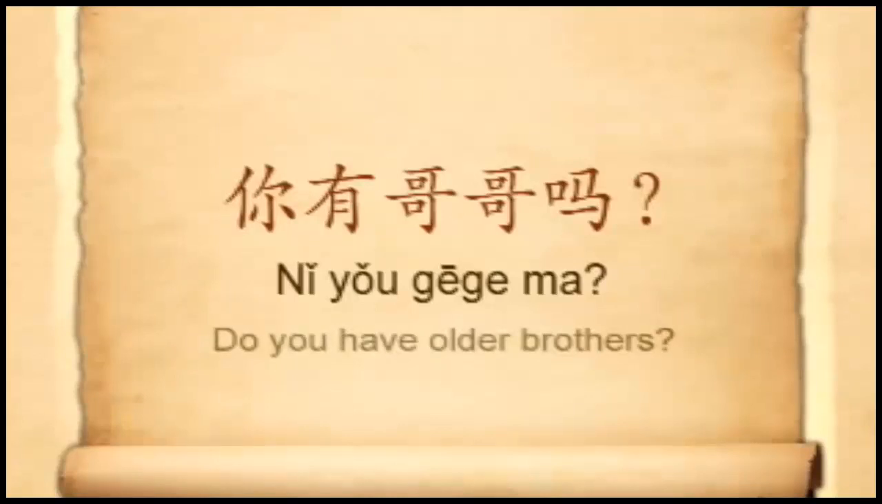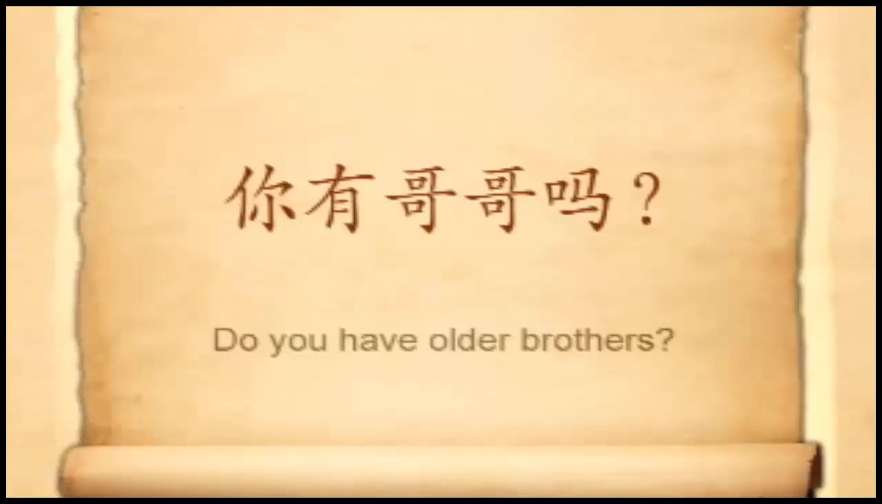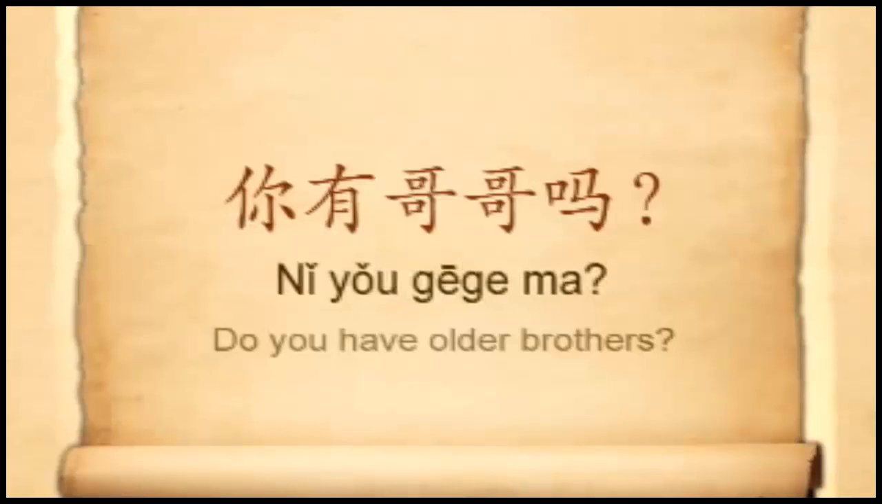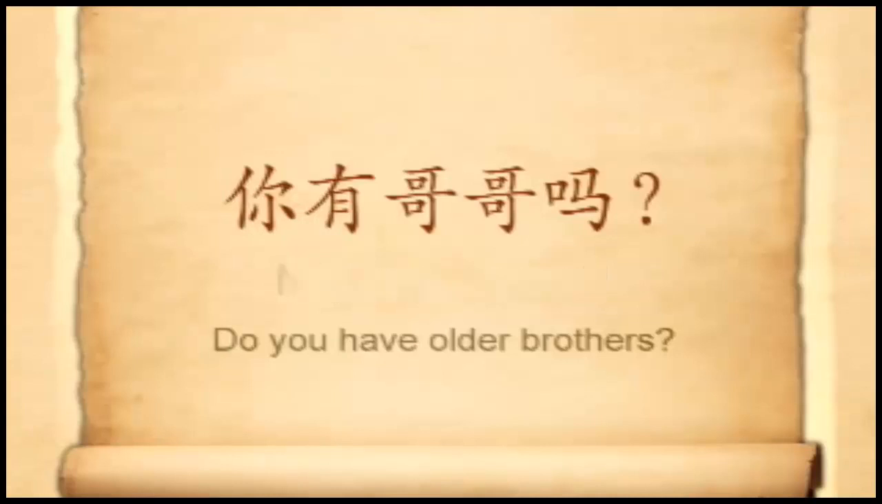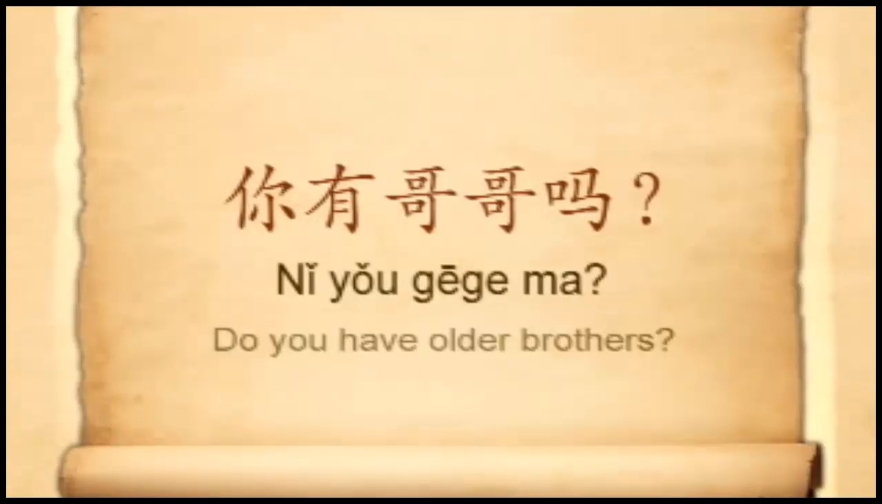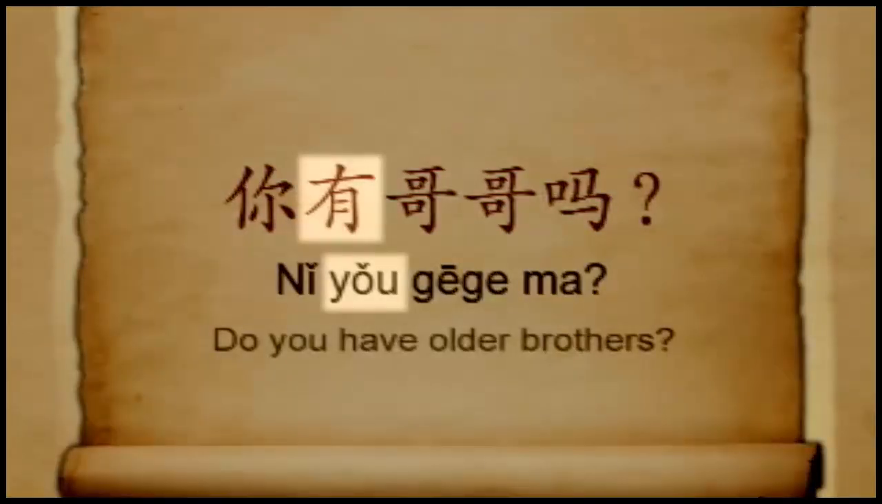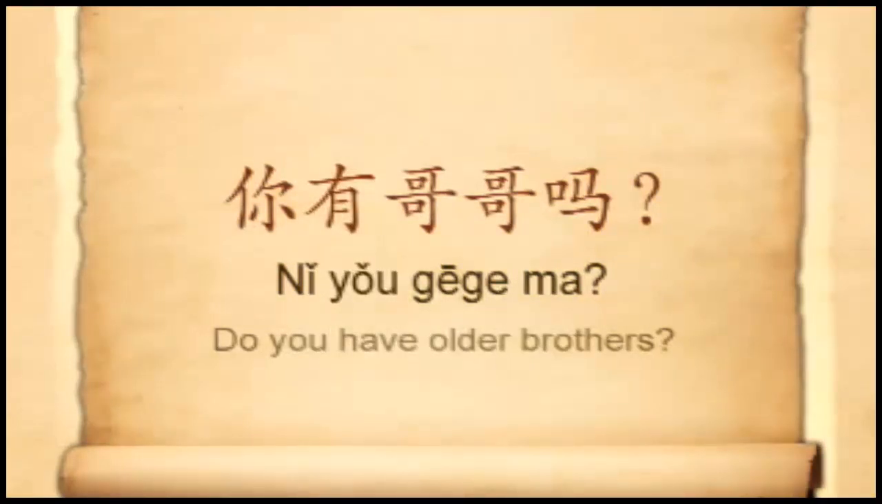This should be easy for you. Listen again. 你有哥哥吗？Say it after me. 你有哥哥吗？Let's say together. 你有哥哥吗？好。你有哥哥吗 is a ma question, and the verb used was 有, meaning to have or has. Listen to the response. It's important.